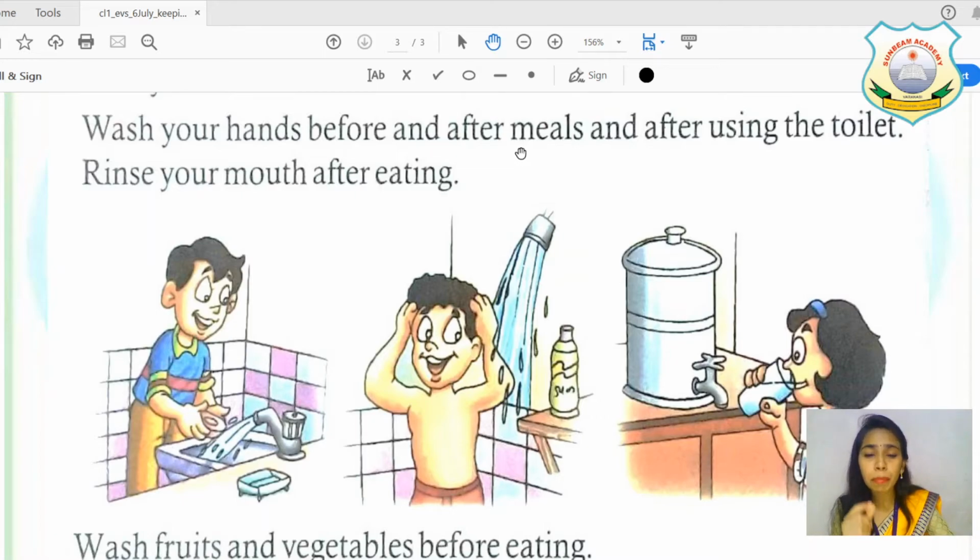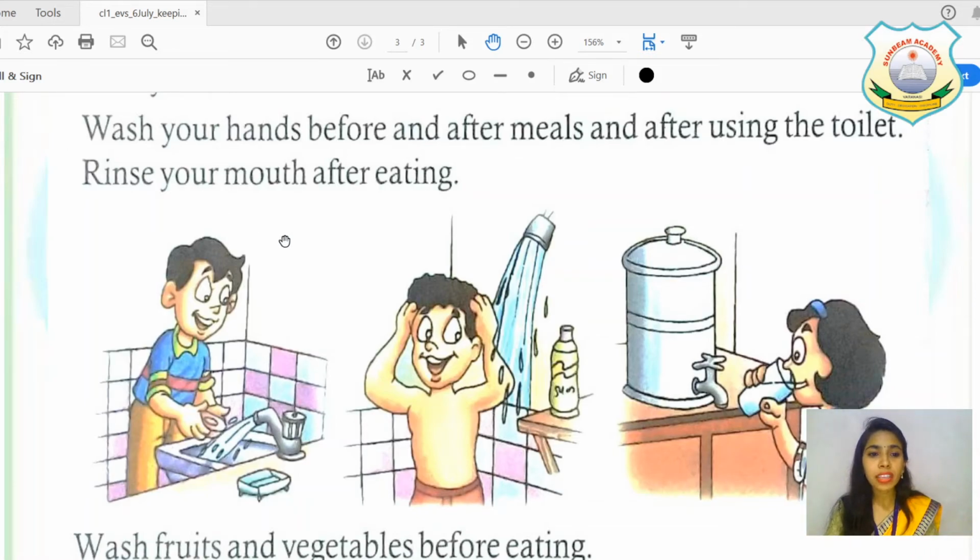You should always apply soap to wash your hands. Do not just rinse them, because rinsing with water alone will not help you. You have to always apply soap. Gently rub it and then rinse it off, and this will help you to keep your hands clean.